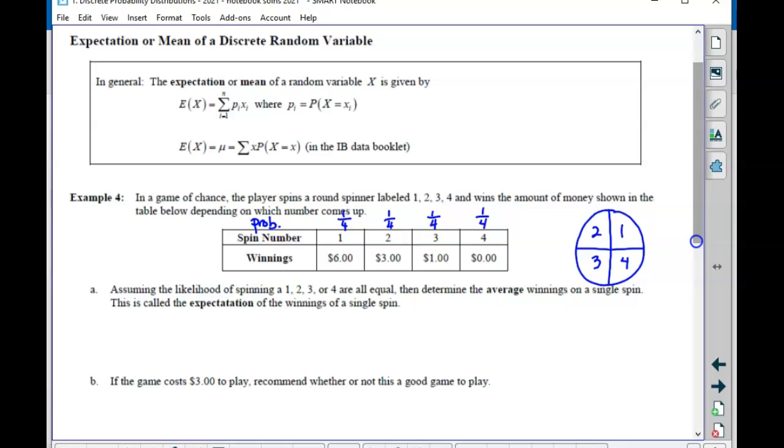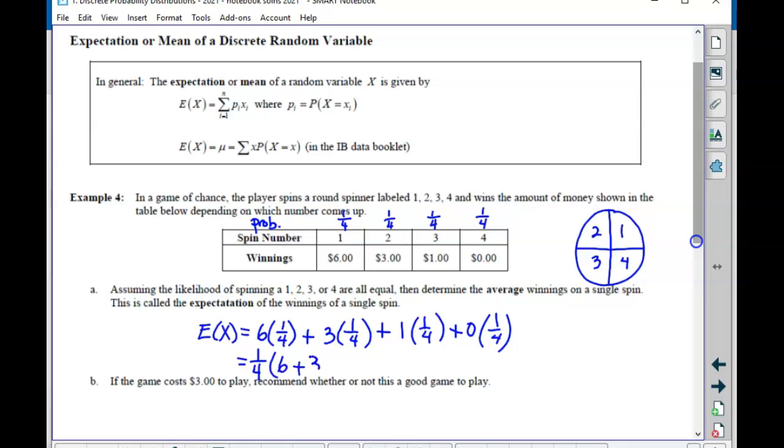So they didn't give that to you, but they said it was an equal chance of getting any of those. So the expectation here will be probability times x, where x is the winnings. So this will be 6 times 1/4 plus 3 times 1/4 plus 1 times 1/4 plus 0 times 1/4. Okay, that's the long way. Because the probabilities are all the same, it's really 1/4 times those winnings added together.